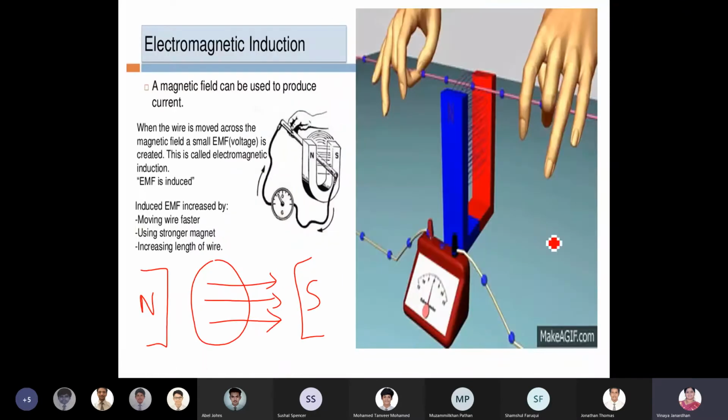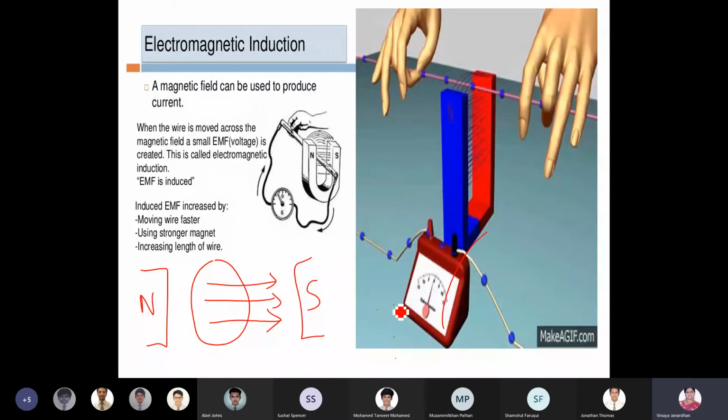Now look at this. You have a U-shaped magnet. There is a magnetic field between the pole pieces of your magnet. So when a straight wire which is connected to a galvanometer in a loop, you move the straight wire up and down within the magnetic field, your galvanometer shows deflection, and induced current flows in the loop.